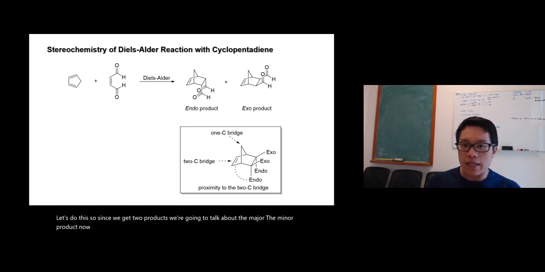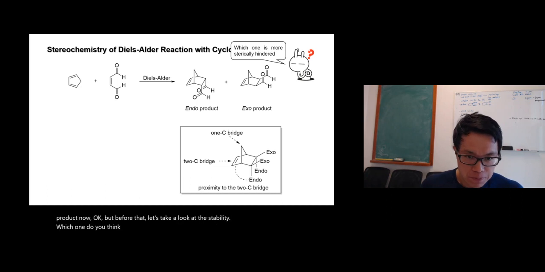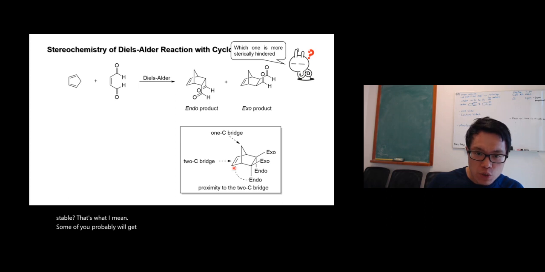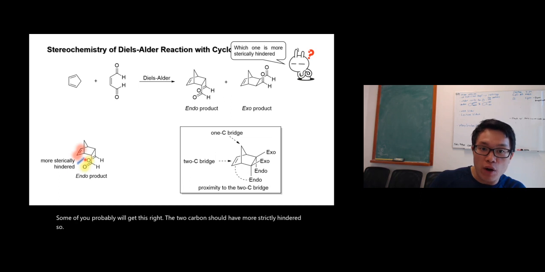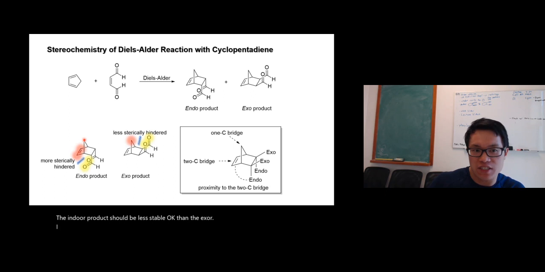But before that, let's take a look at the stability. Which one do you think is theoretically more hindered, the endo or the exo? Which one is less stable? Some of you will probably guess this right. The two carbon bridge should be more sterically hindered, so the endo product should be less stable than the exo, because the sterically hindered side is on the two carbon bridge versus the one carbon bridge. So basically my point is the exo product is more stable.